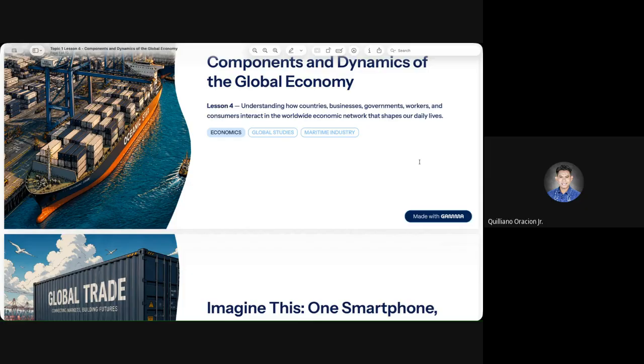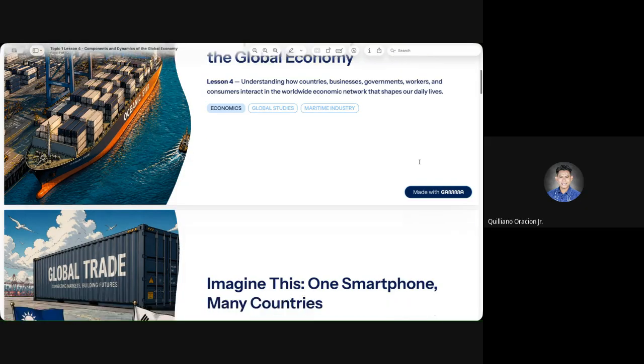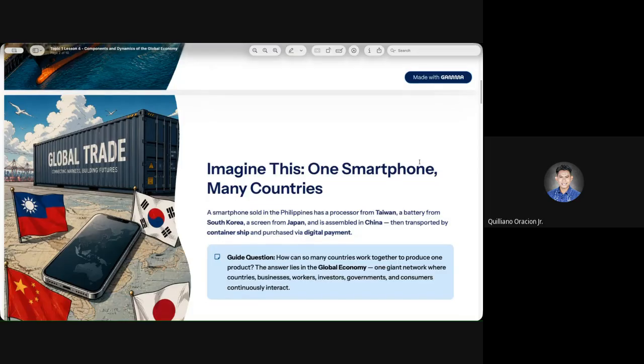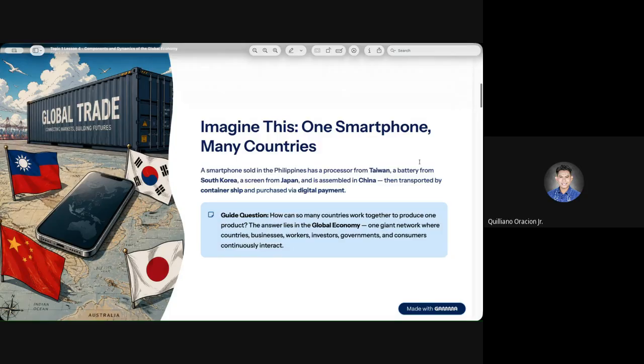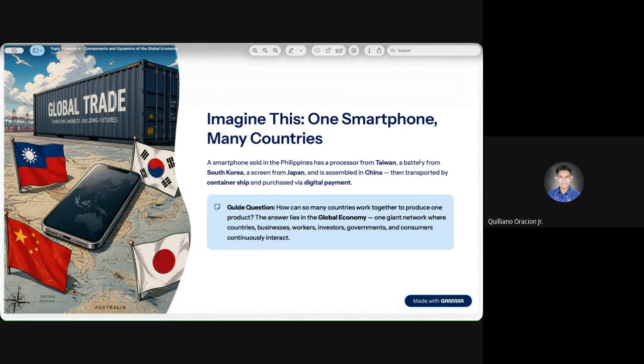Before we start our discussion this afternoon, I would like to share with you this scenario about the definition relating to the global economy. Imagine, bumili ka ng smartphone and simple lang paminawon, no? However, what's the process of creating this smartphone? Take note, the processor was made in Taiwan, the battery was made in South Korea, the screen materials were made from Japan. However, the smartphone was assembled in China.